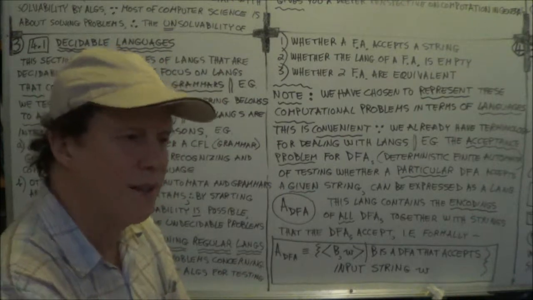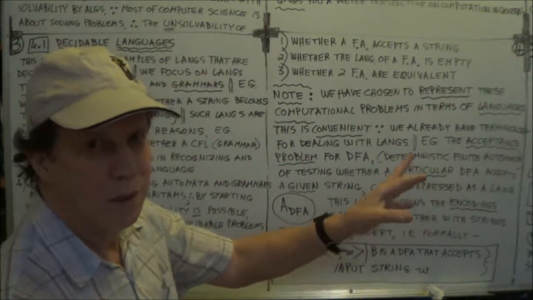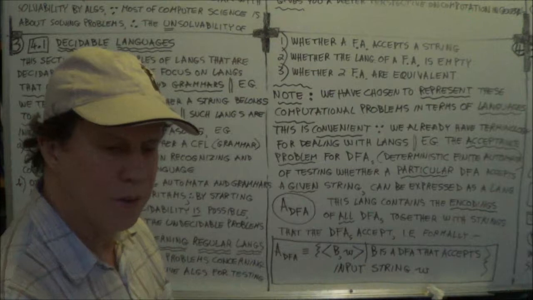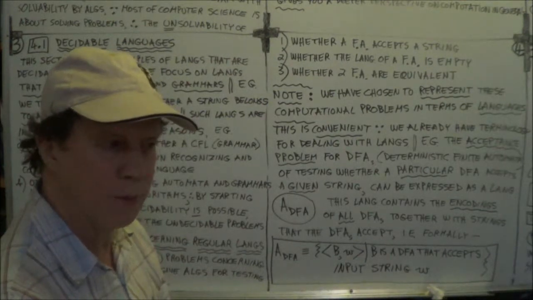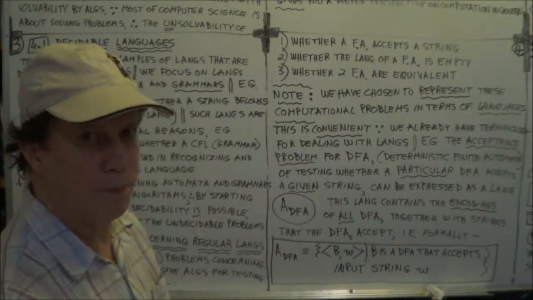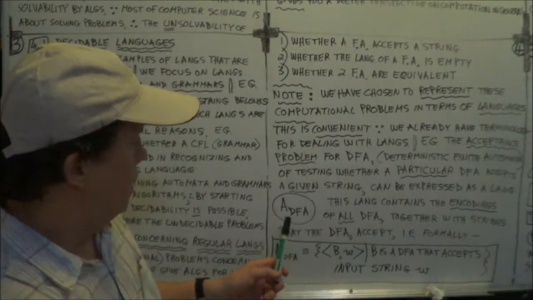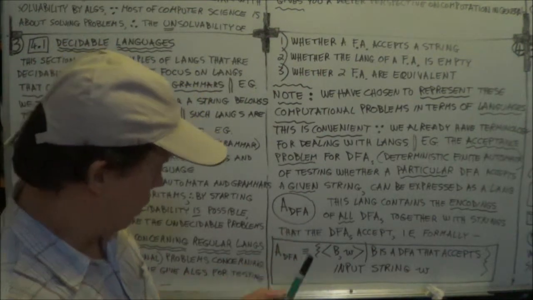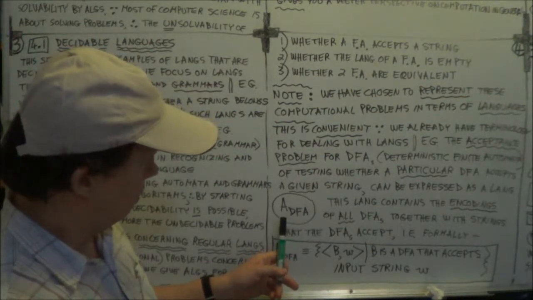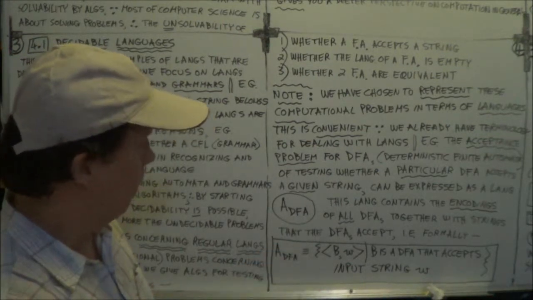How do you translate a problem like this? This is an acceptance problem. Does this particular FA accept this string? That's a problem of acceptance. How do you translate that into a language type problem? And here's how it's done. Introduce a language, and we'll call it A, with subscript DFA, for deterministic finite automaton.